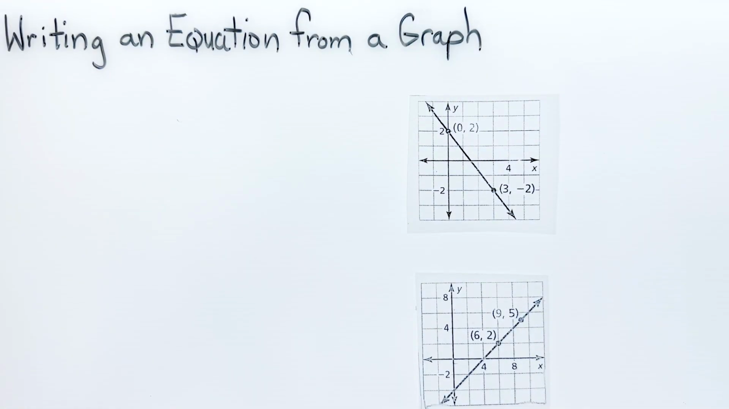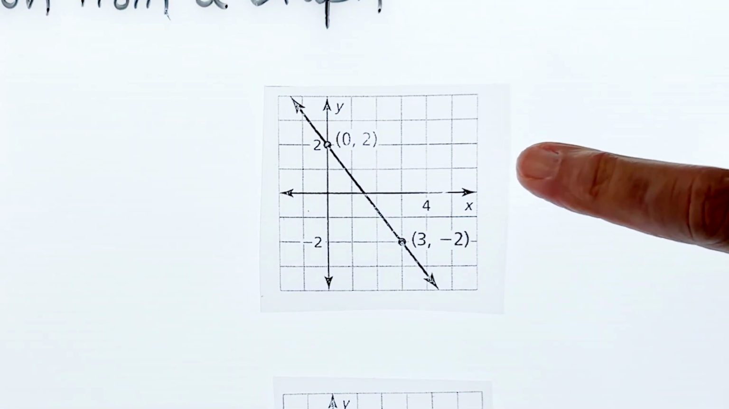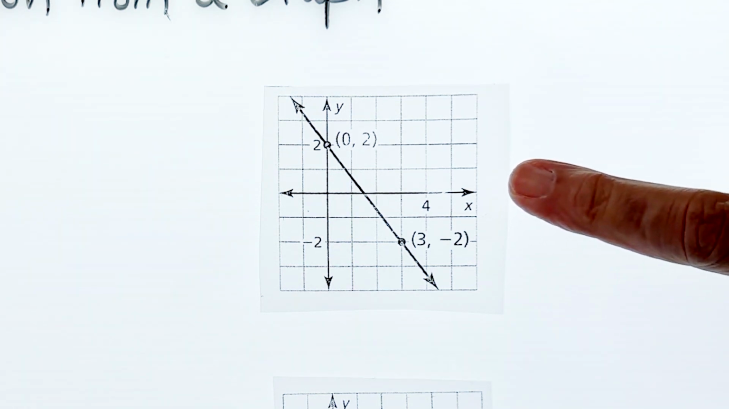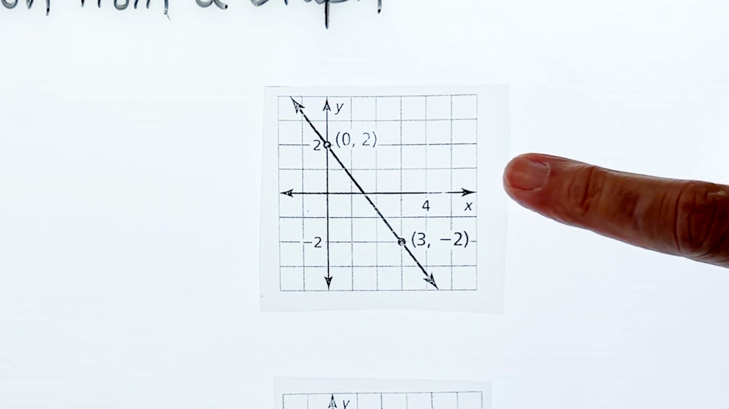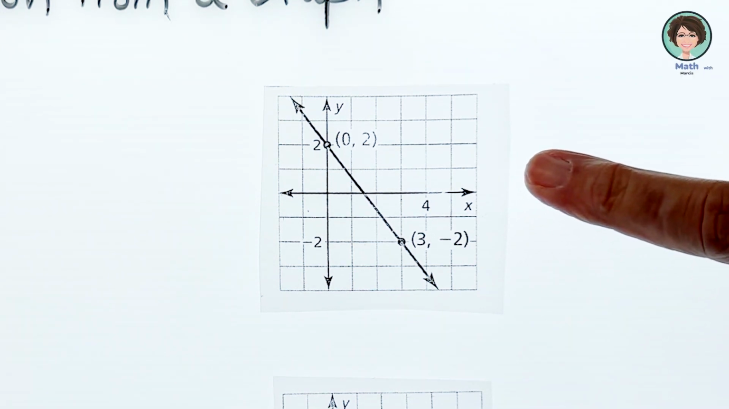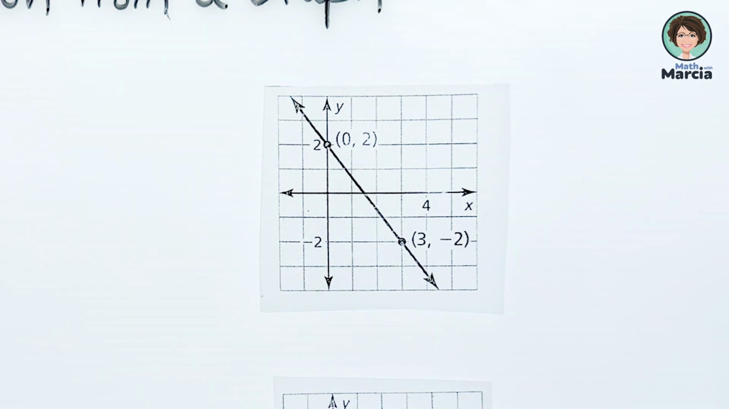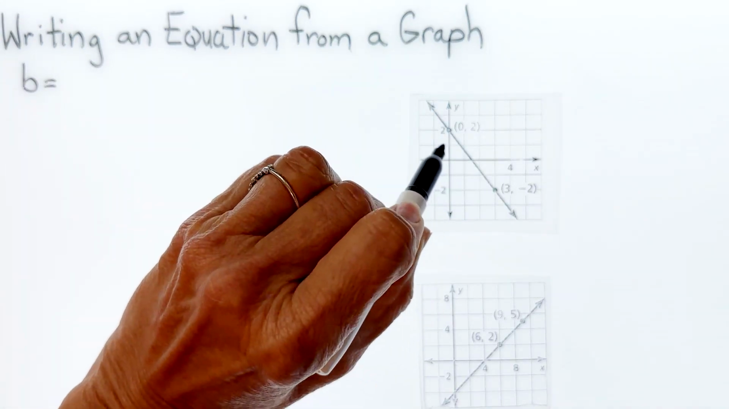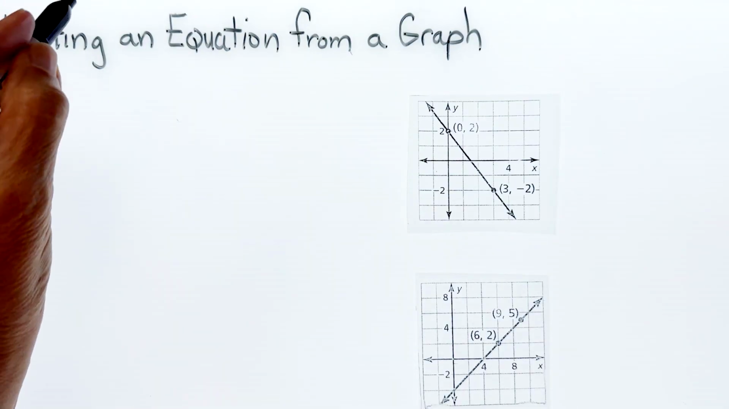Today's lesson is writing an equation from a graph. If you notice the first graph that we have here, it is going downhill. So I do know that my slope is going to be negative. When we're writing an equation from a graph, the first thing we're going to do is locate our y-intercept. So I can see from this graph that b is equal to 2.